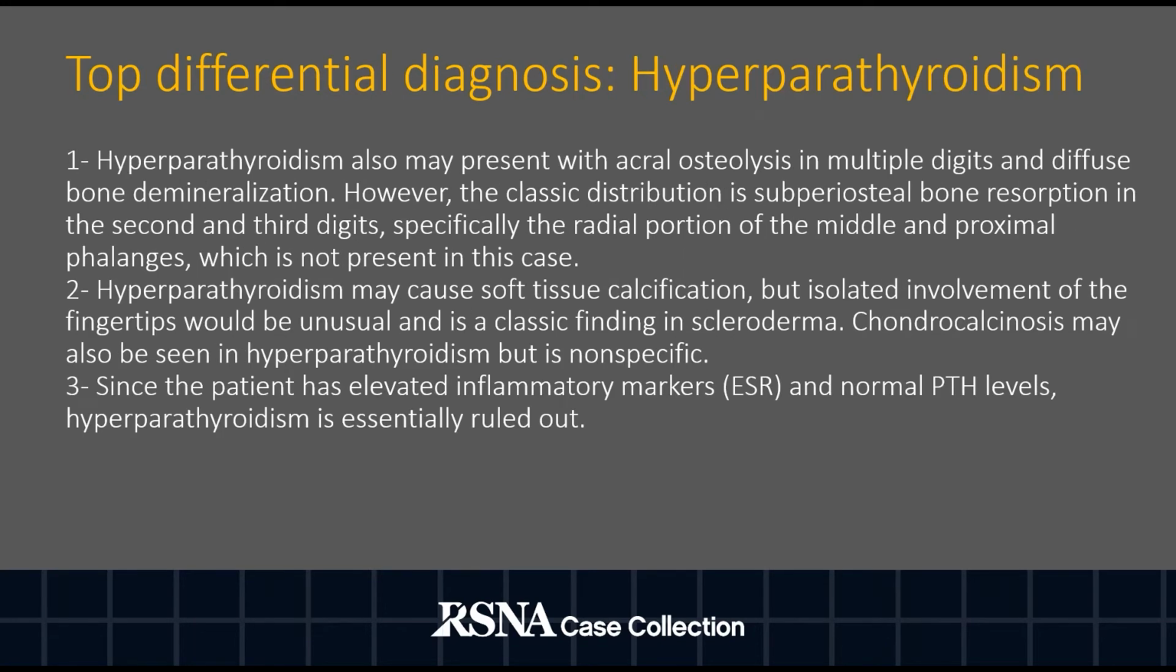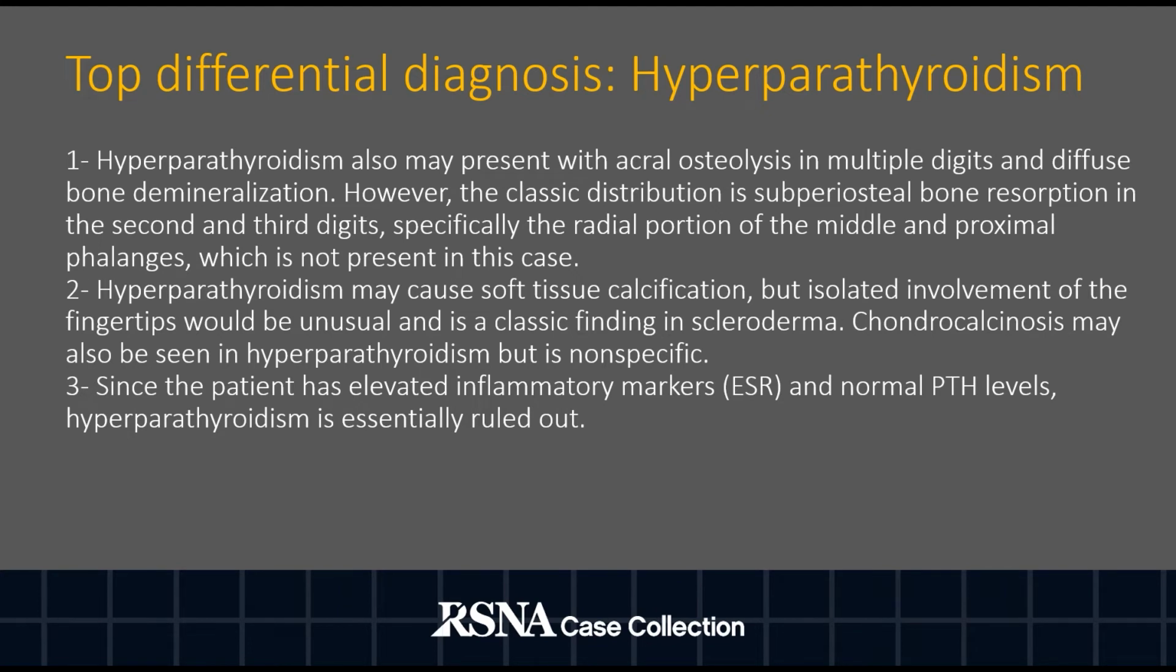The top differential diagnosis to consider in this patient is hyperparathyroidism. Hyperparathyroidism may also present with acral osteolysis in multiple digits and diffuse bone demineralization. However, the classic distribution is subperiosteal bone resorption in the 2nd and 3rd digits, specifically the radial portion of the middle and proximal phalanges. This is not present in this case.